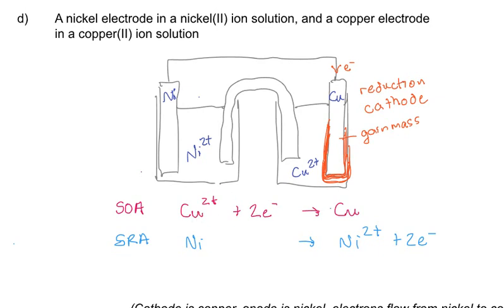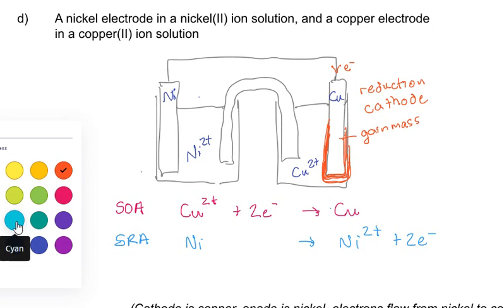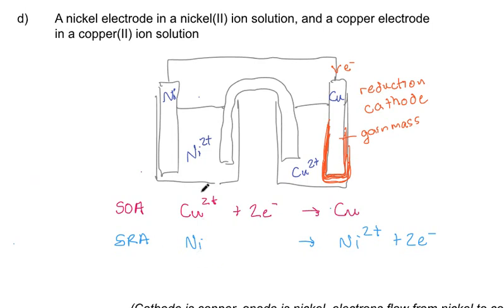Over on the other side, nickel metal is dissolving into nickel ions. So we're going to get more and more nickel ions out in the solution here. And if we're losing solid nickel to do that, the nickel electrode is going to dissolve and erode and shrink. So we're losing mass on the nickel side.